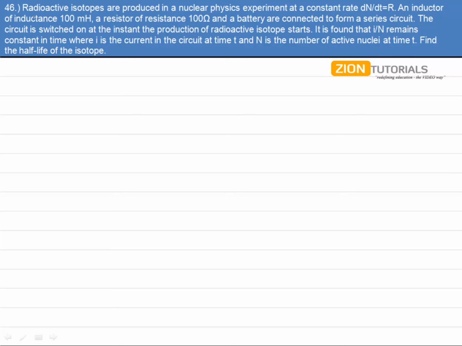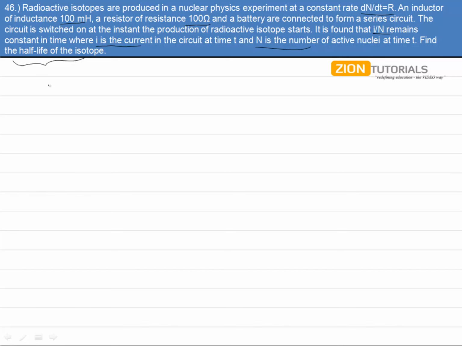As the question says, radioactive isotopes are produced in a nuclear physics experiment at a constant rate dN by dt equal to R. An inductor of inductance 100 millihenry, a resistor of resistance 100 ohms, and a battery are connected to form a series circuit. The circuit is switched on at the instant the production of radioactive isotopes starts. It is found that I by N remains constant in time, where I is the current in the circuit and N is the number of active nuclei at time t. Find the half-life of the isotope.